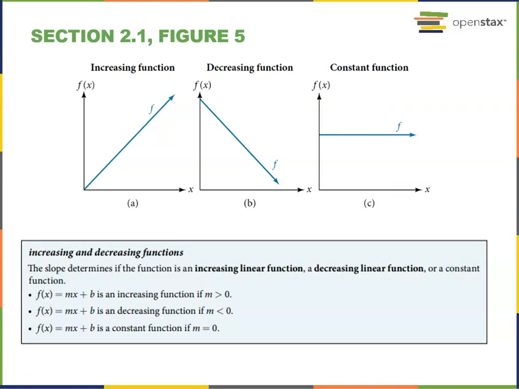Next, determining whether a linear function is increasing, decreasing, or constant. So we know a function f of x equal to mx plus b is increasing when m, your slope, is greater than 0. It is decreasing when m is less than 0, like this. This is increasing, this is decreasing, and when m is 0, it is a horizontal line, it is constant.